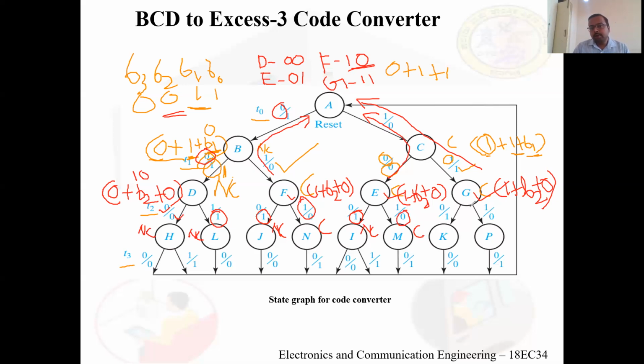Similarly, do it for when the state is G and the input received is 0, what we have? The output will be 1. And when it is 1 here, output will be 0. It will generate the carry. So the states we have now here are H, L, J, N, I, M, K, P. Again, similarly, if you see this, how the state numbering is given, you should remember that one when you write the states.